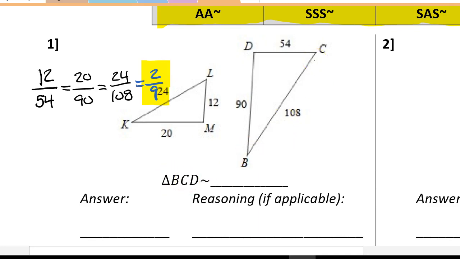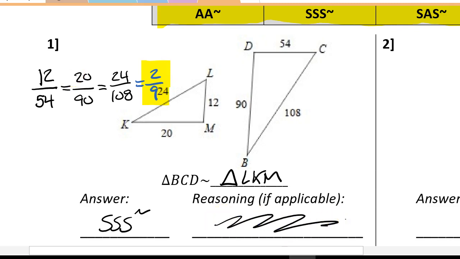is in fact not congruent, similar, to triangle LKM by side, side, side similarity. We didn't add anything to our diagram. We just set the sides in proportion, so there was no reasoning used in number 1.